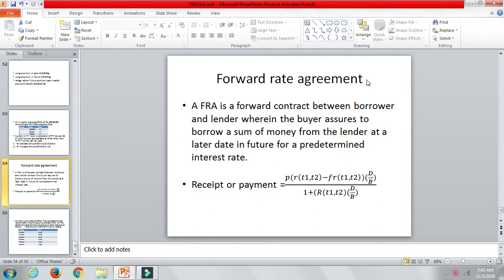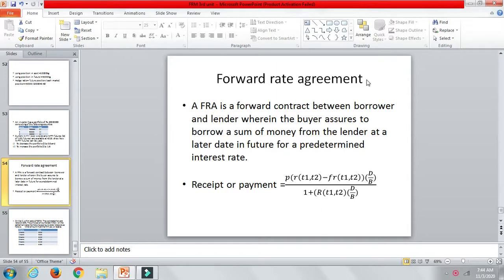As I said in my last class, I am done with the third unit, but I forgot about one topic, that is forward rate agreement. So in this class I am going to explain the forward rate agreement. We need to do a problem also on this because it's a bit important. I don't know how I missed it. So today's class will be on forward rate agreement.